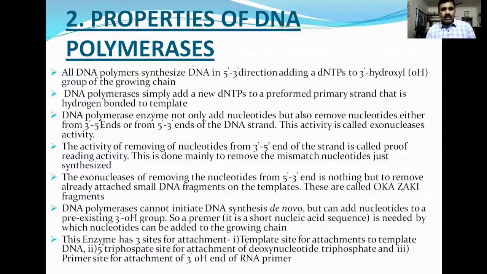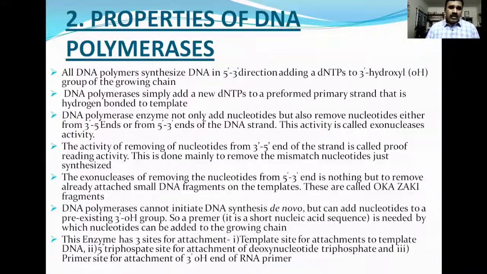The second one, what are the properties of DNA polymerases? All DNA polymerases synthesize DNA in the 5' to 3' direction, adding dNTPs, means deoxynucleotide triphosphates, to the 3-hydroxyl group of the growing strand. This is the first property.